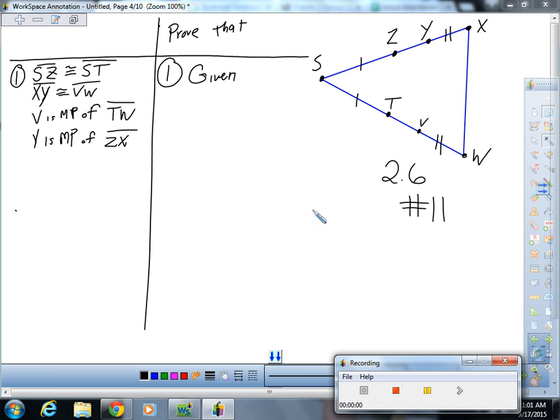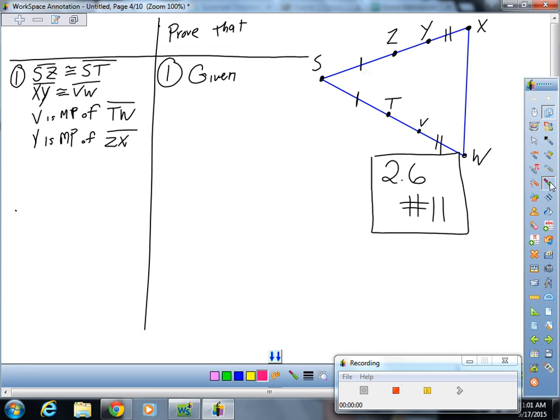Okay, this is the best proof we've done all year to this point. 2.6, number 11. I'm going to try to do a great job explaining this to you. We are given that SZ is congruent to ST, so we know that these two segments are congruent to each other. Okay? We also know that XY is congruent to WV. Okay? And then we know that V and Y are midpoints.